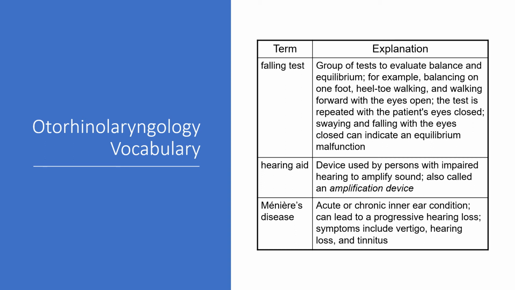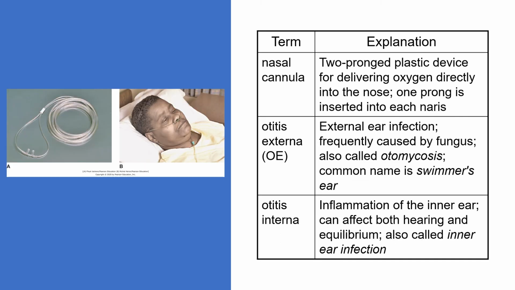Meniere's disease is an acute or chronic inner ear condition that can lead to progressive hearing loss. Symptoms include vertigo, hearing loss, and tinnitus. A nasal cannula is a two-pronged plastic device for delivering oxygen directly into the nose. One prong is inserted into each nares.